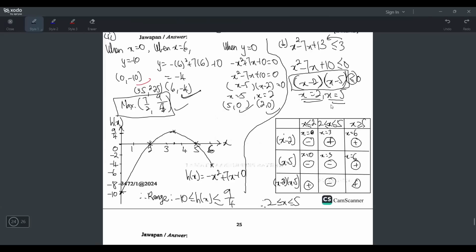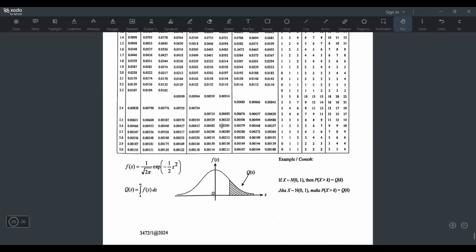Okay, so I'm done explaining this paper. I think I went through the whole paper already. So yeah, Kertas peperiksaan tamat.